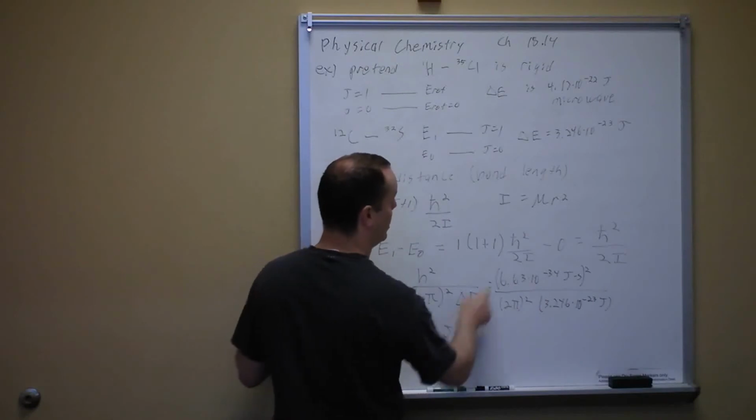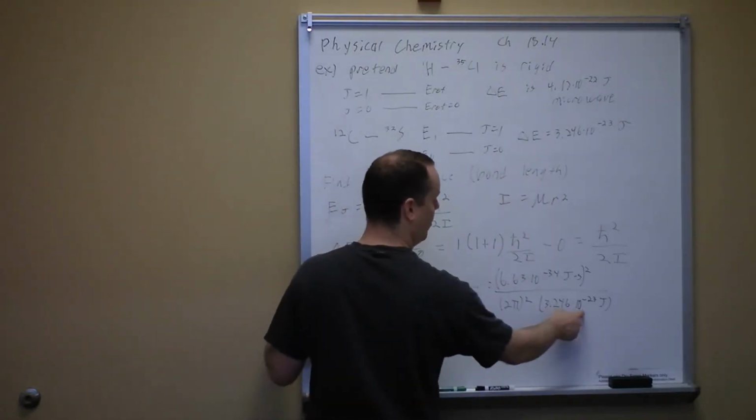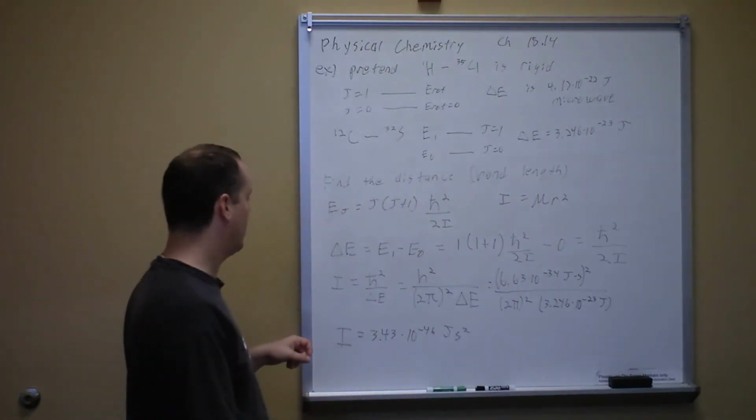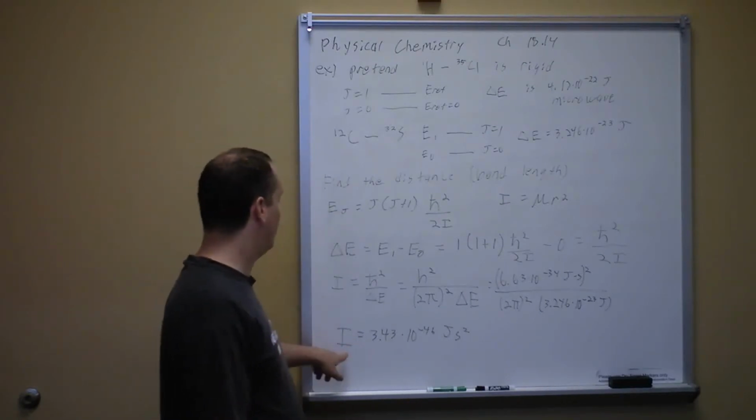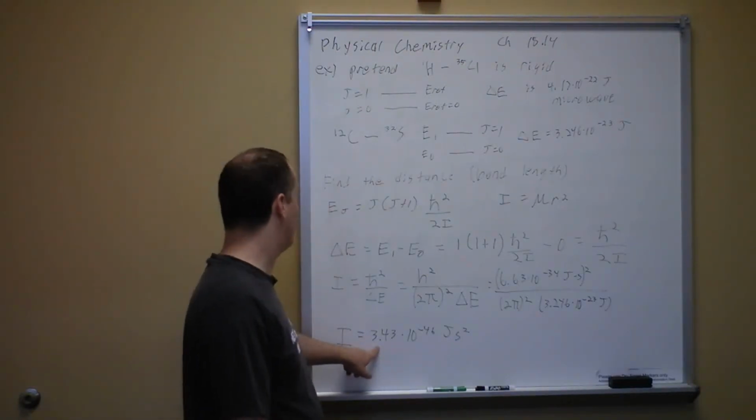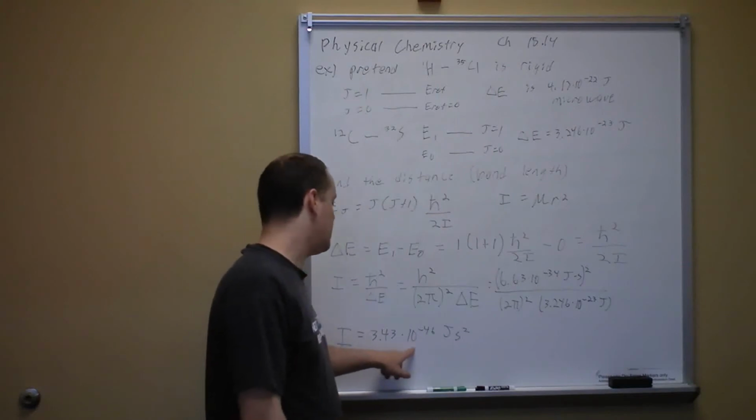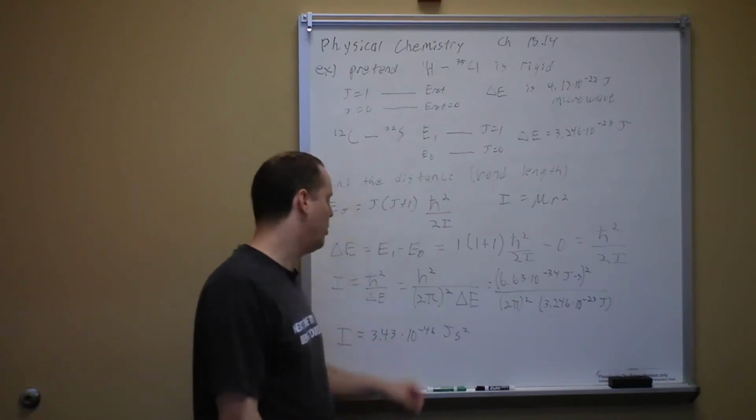And then we said this energy here is 3.246 times 10 to the negative 23 joules. And then put that in your calculator. Hopefully you'll get the moment of inertia for this molecule is 3.43 times 10 to the negative 46 joules second squared.